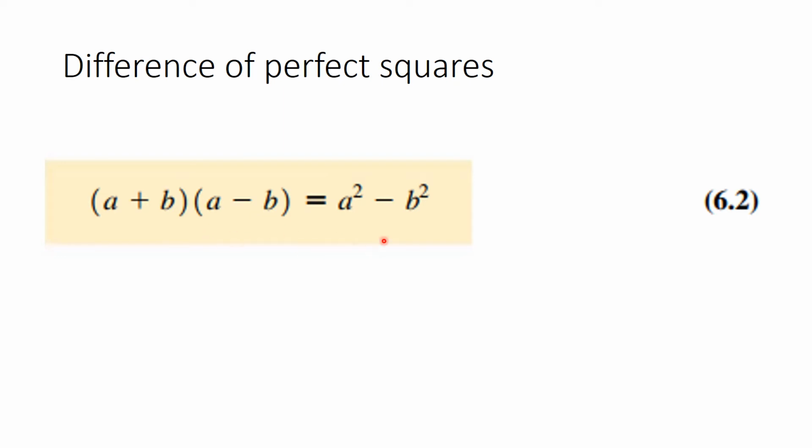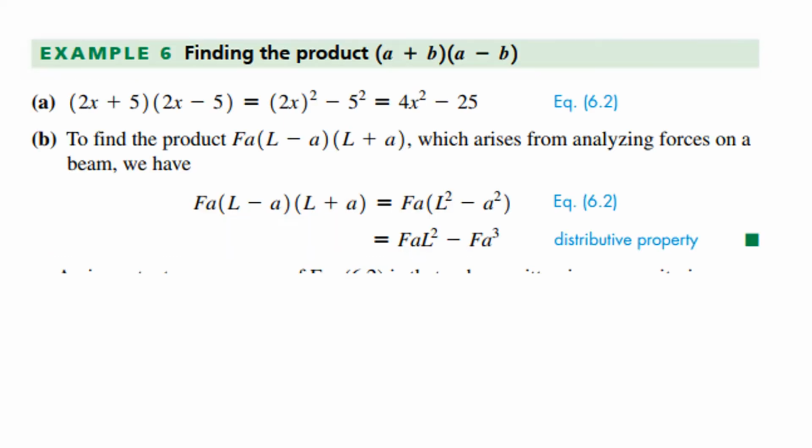So this is called multiplying, going from the left side to the right side, but it's called factoring, going from the right side to the left side. So this is a formula and a pattern you want to commit to memory, and you will see it often in the balance of this course.